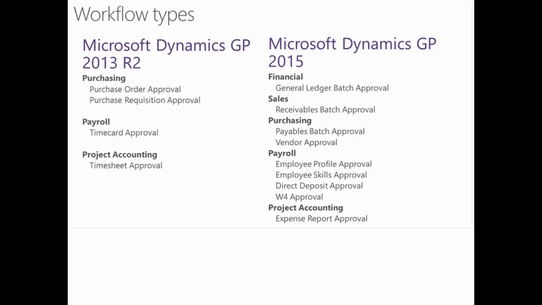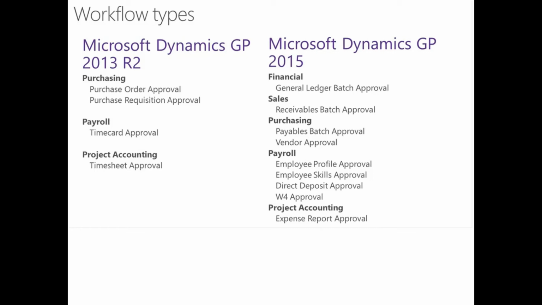So the different workflow types that we have available: this version of workflow was released in GP 2013 R2, so last year, and we had 4 of them available. We had purchase order approval, purchase requisition approval, and then for payroll we have time cards, and for project accounting we had timesheets. So in GP 2013 R2 we had those 4 workflow types available. And then in 2015 we added quite a few more. So we have the batch approvals for general ledger, receivables, and payables. And then we also added our vendor approval for payables on the purchasing side.